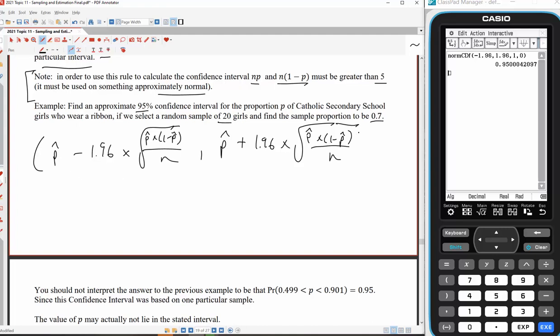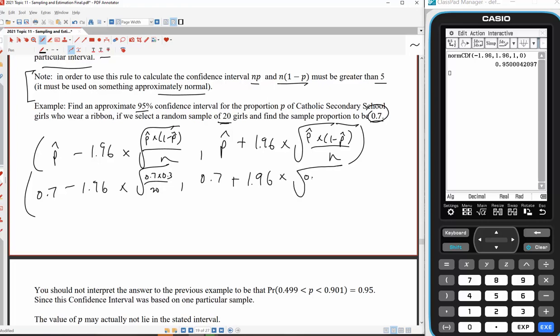Right, so all we would do then is just fill in the values. So 0.7 is P hat from here, the sample proportion. N is the sample size, 20, plus. Okay, so now what we would do is bang them into the calculator.